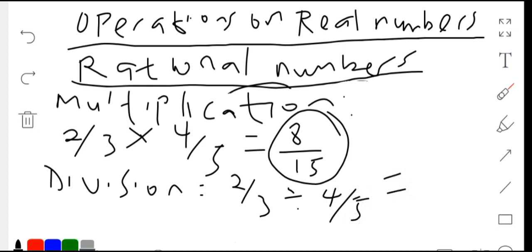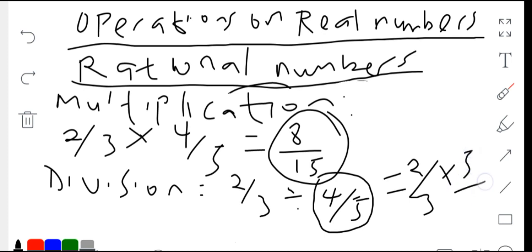These are simple calculations too. When you have division between two fractions, change to multiplication. That will be 2 over 3. When you change to multiplication, the denominator here turns to numerator and the numerator here turns to denominator. So that will be times 5 over 4. Multiply numerator with numerator and denominator with denominator. That will be 2 times 5, which gives us 10, over 3 times 4, which gives us 12.